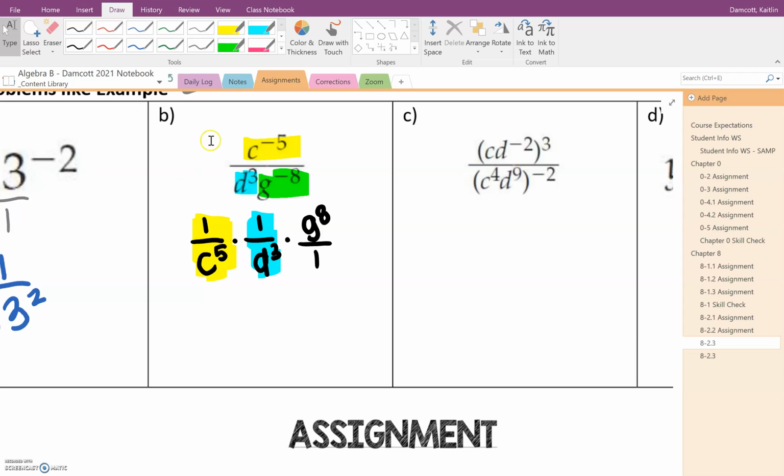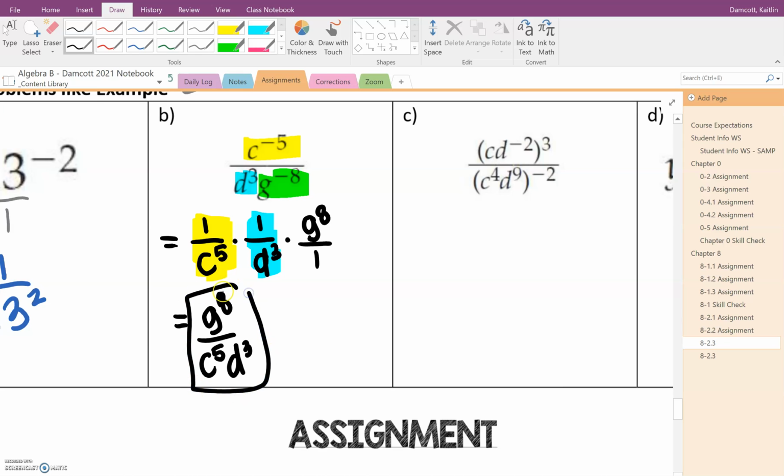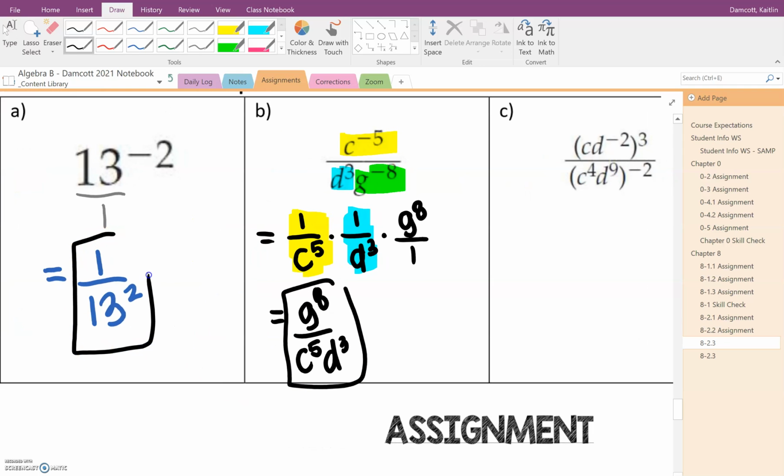Okay, from here, all of this equals this. From here, we have to do a little bit of simplifying because we don't need all of these 1s and the 1 in the denominator. So we want 1 times G to the 8th, which is going to give us G to the 8th. And on the bottom, C to the 5th times D to the 3rd times 1 is just C to the 5th, D to the 3rd. Here is our answer in simplest form. And I should have done that with this one.